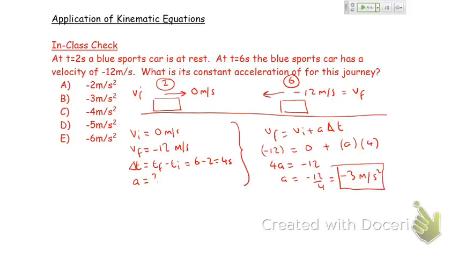Negative sign means what? What does a negative sign on the acceleration mean? The acceleration is pointing towards the negative direction. So what does that mean for this journey? If you were to describe this journey verbally: the blue sports car was stationary, then it started accelerating to the left, and at t equals 6 seconds, it had a velocity of minus 12 meters per second.